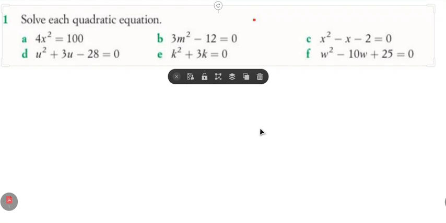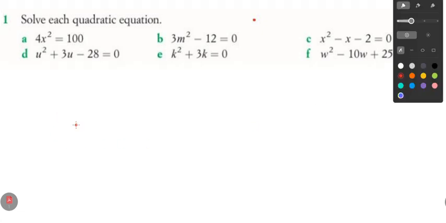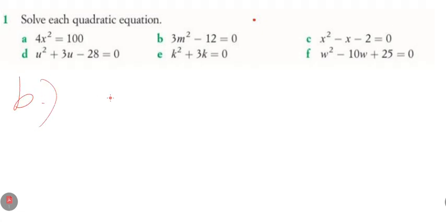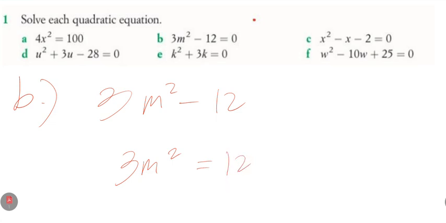Okay, so we are now in the second part of 6 of how to find and solve out with the quadratic equations. Here for the second one, we have B, which is 3m squared minus 12. To solve this one, let's add 12 to both sides. That's going to give us 3m squared is equal to 12. Now we're going to divide both sides by 3. That's going to give us m squared equals 12 divided by 3, which is 4.